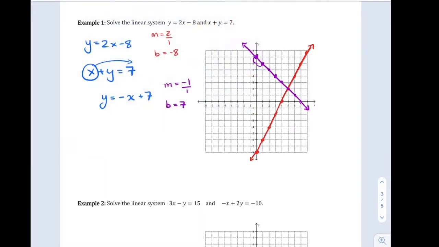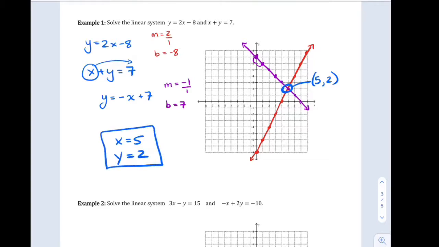So in this case, I see that they intersect right here. The coordinates of that point are 5 and 2. So the solution to this linear system is x is equal to 5 and y is equal to 2. That's my answer. I can express it that way or as the point that we have over there on the right, (5, 2). Both are fine.